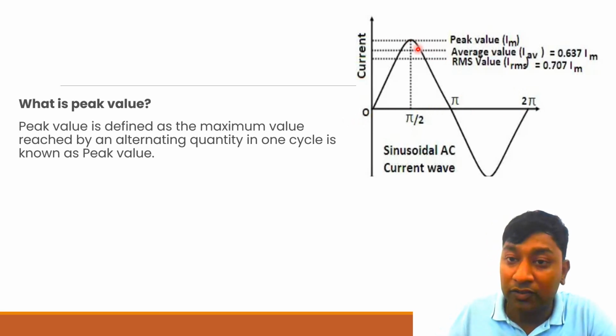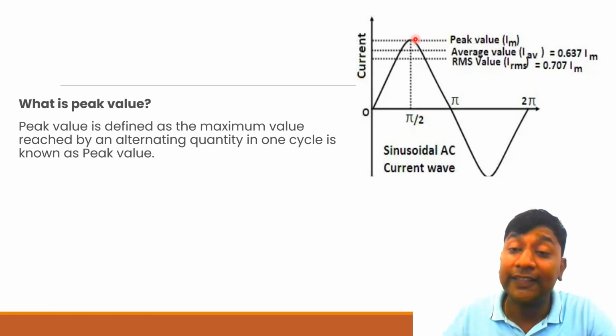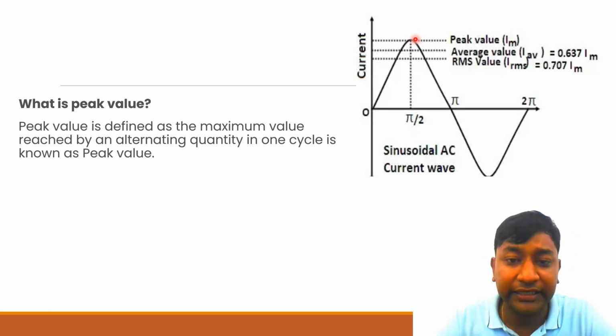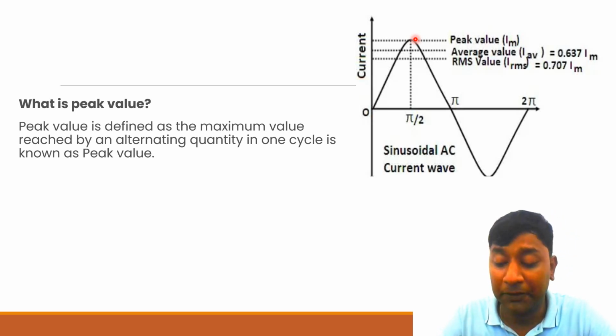What is the value? Here we have observed that at pi by 2 point, it gets the peak value or maximum value. So the maximum value reached by an alternating quantity in one cycle is known as the peak value.